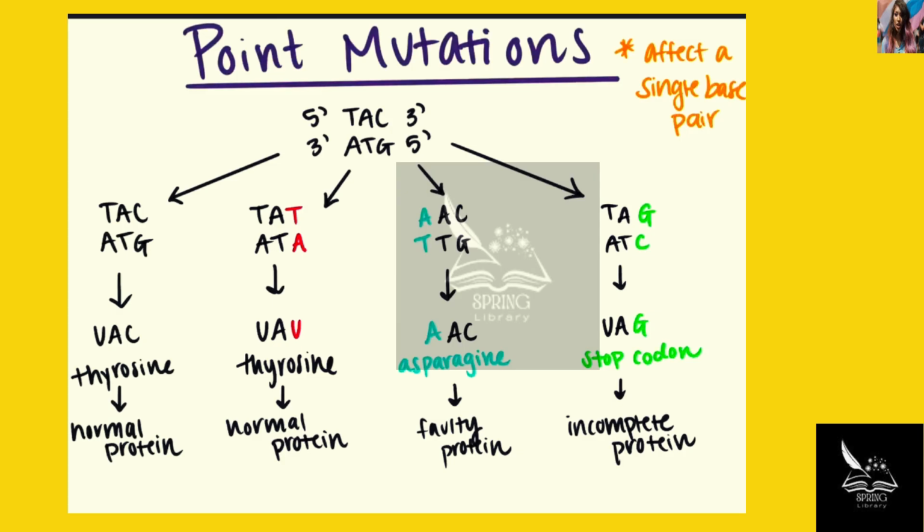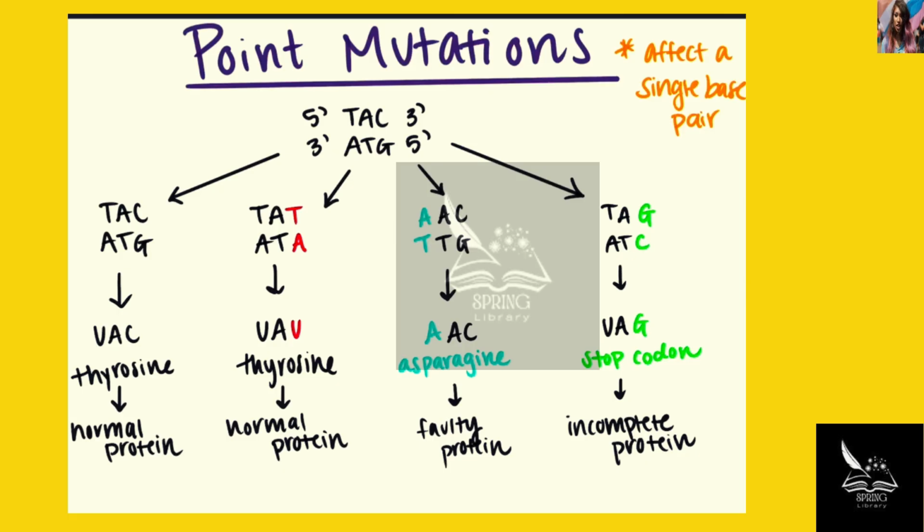Point mutations. So mutations are variations in the nucleotide sequence of a genome, and they can also occur because of damage to the DNA. So first we're going to look at these point mutations, and there are 3 different types. And point mutations are specific in that those mutations affect a single base pair. So here we're going to look at how a normal protein would arise.